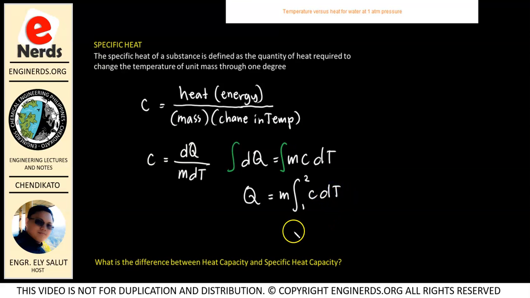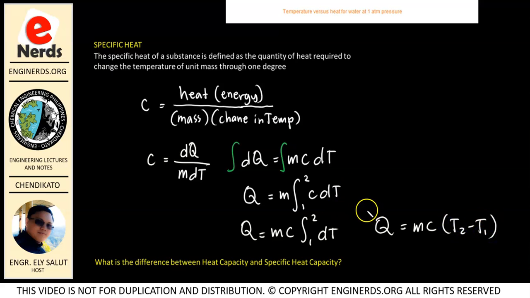Now, if the mean or instantaneous value of specific heat is used, so therefore our C will also be constant. Okay, so our Q will be equal to mc, then the integral of 1 to 2 dT. So finally, our Q will be equal to mc delta T or T2 minus T1. Okay, so this is our formula for the specific heat.